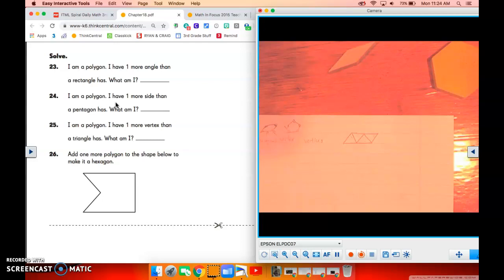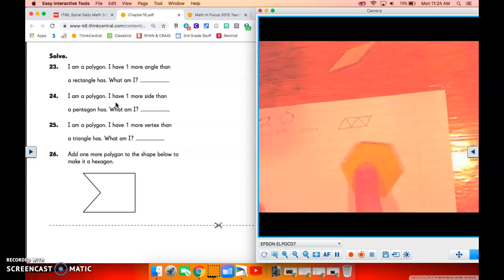Okay. 24. I am a polygon. I have 1 more side than a pentagon. So I know we just did pentagon was 5. So what's the 6-sided one again? That's right. Hexagon.